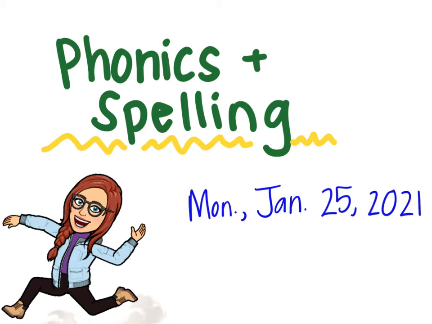Today is Monday, January 25th, 2021. Notice how I used abbreviations in today's date. Instead of writing out Monday, I wrote MON with a capital M and a period. Same thing with January. I abbreviated it, capital J and a period.